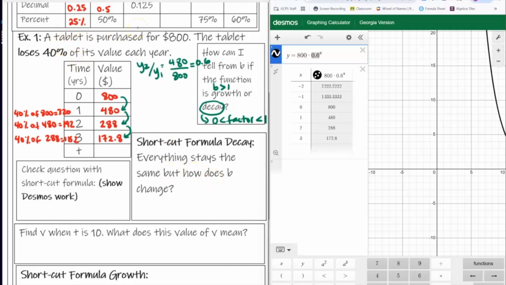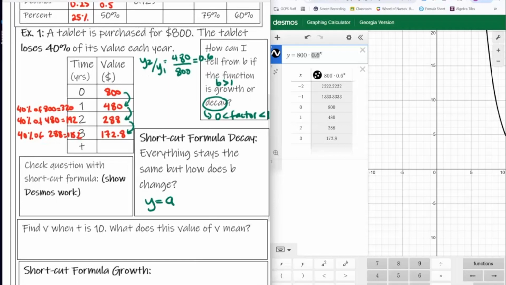So what I'm saying is Y is equal to A, and then B is somehow going to change, and then you're going to have time, which is X. So what can I put here that will work for any situation based on the only other number, which is that it loses 40%? What can I come up with to write as a general formula that will make my decay factor 0.6? How can I go from 40% to 0.6? Pause the video, give it a shot, and see if you can come up with it.